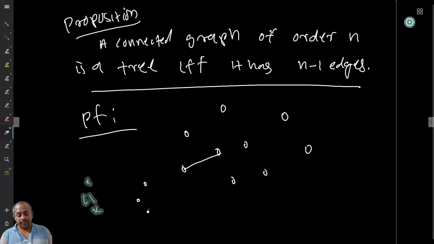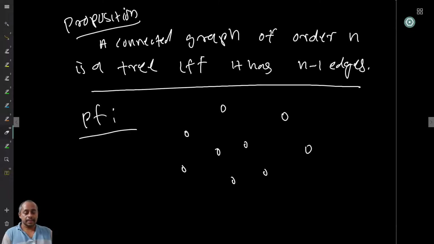So if I start with n vertices, then when I add one edge, it can reduce the number of components by 1. Right? So I start with exactly how many components? n components. Then I add one edge, it decreases the components by 1. Then I add one more edge, it decreases the components again by 1, if I am connecting two distinct components.